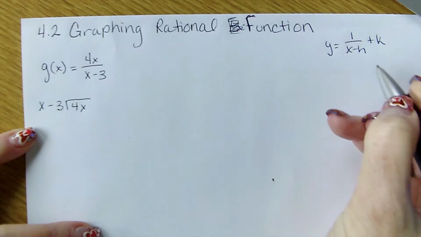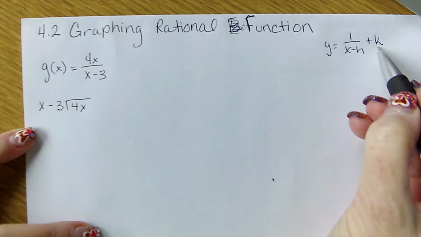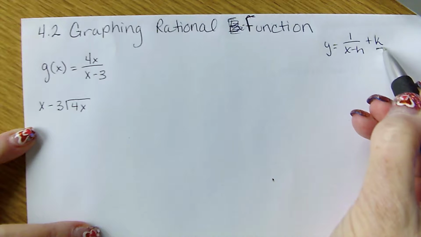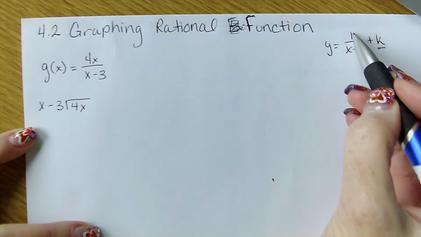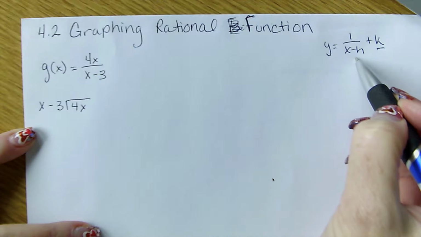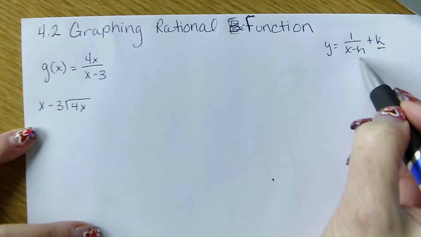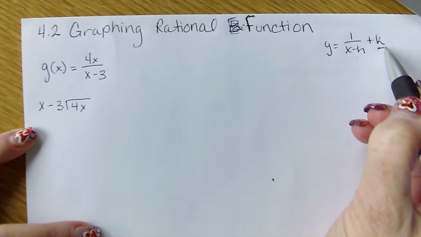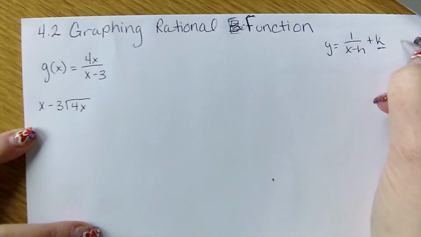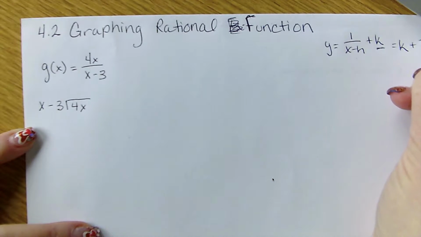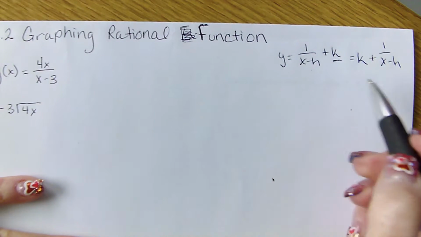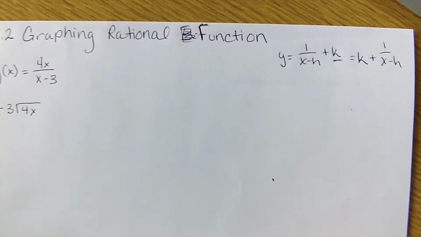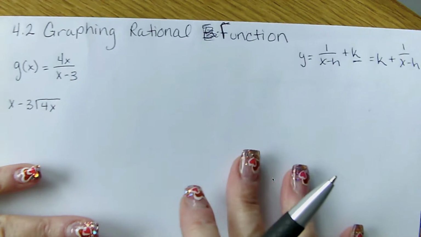Now, if you go back to our standard form and look at it, k is going to be our quotient, isn't it? And don't we write a remainder over a divisor? Yeah, we do that. So that's what we're doing. We're finding our quotient and have a remainder over divisor. We are actually going to write it as k plus 1 over x minus h. And it doesn't matter if the k is in the front or the back, does it? No. It just looks better when we're doing that.